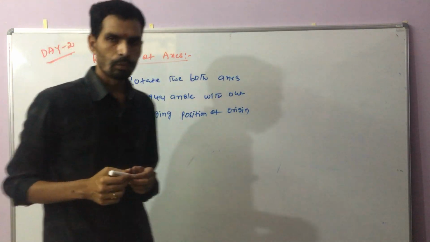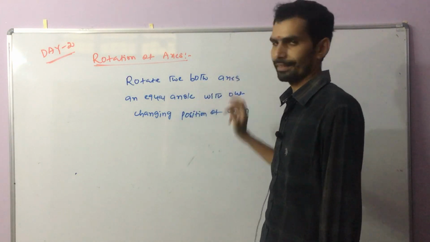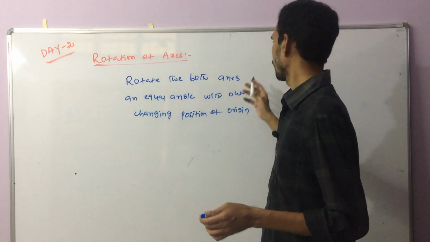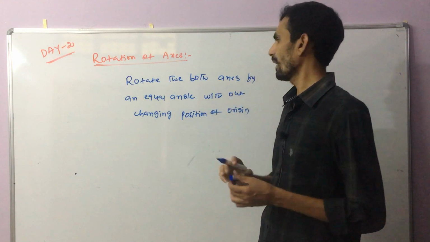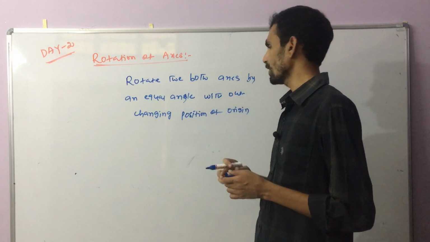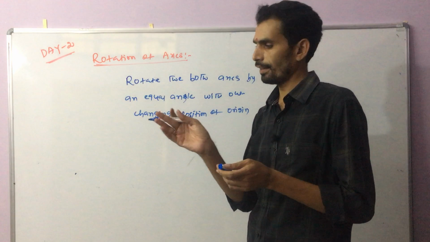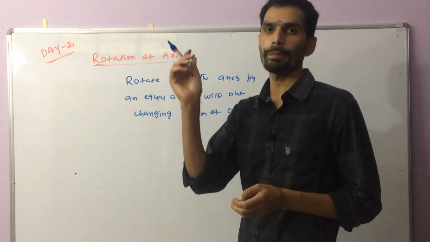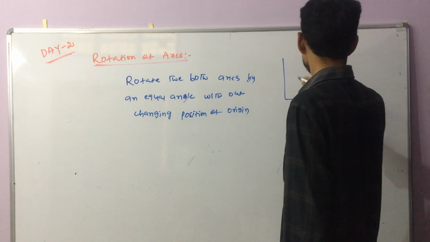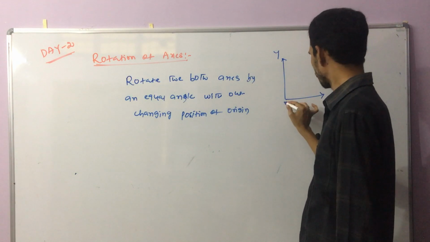Once again I will repeat. What is the rotation of axis? Rotate both axes, meaning rotate the x, y axes by an equal angle without changing the position of origin. Origin is not shifted, but axes are rotated through the same angle like a spin. For example, this one is the x axis, this one is the y axis. Origin is fixed, not changed.